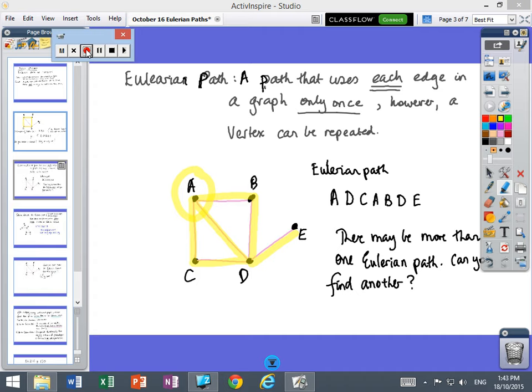Let's see if there are any other Eulerian paths. We could have started at E, gone up to B, crossed to A, down to D, gone back to C, and finished at A, and we would have had another Eulerian path. So there are lots of Eulerian paths in this particular case. Moving on to the next slide.